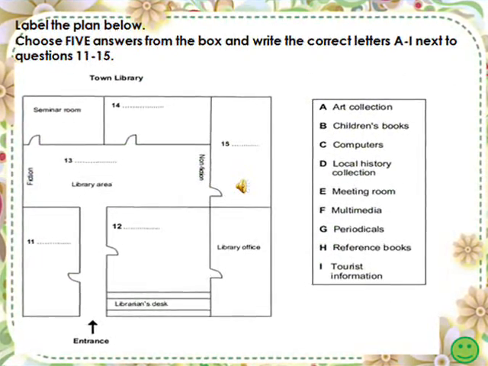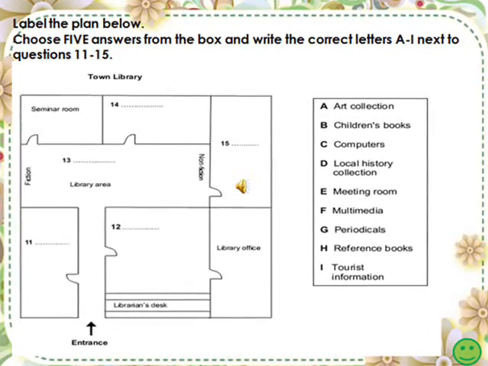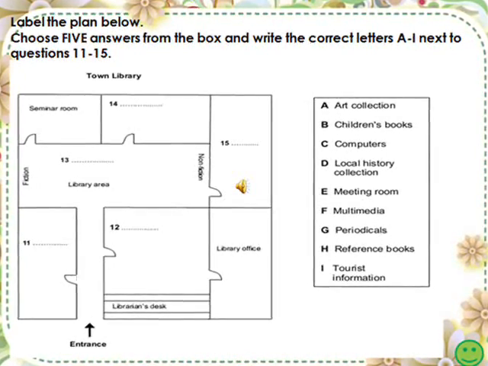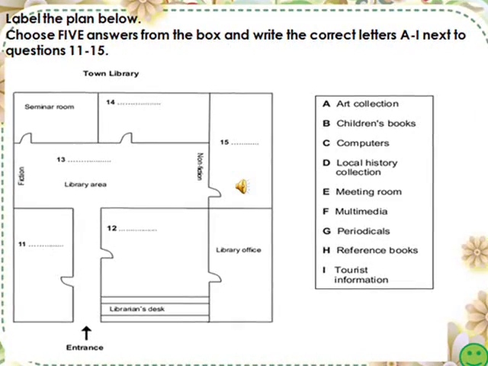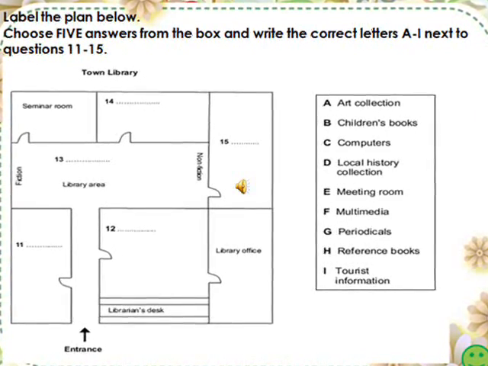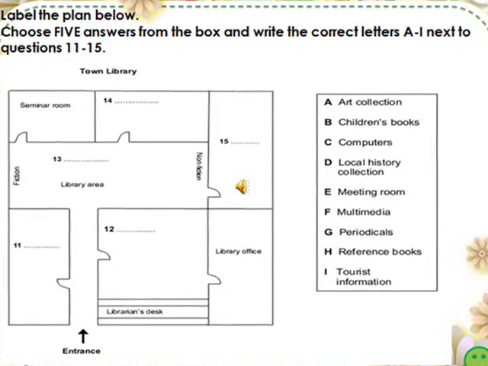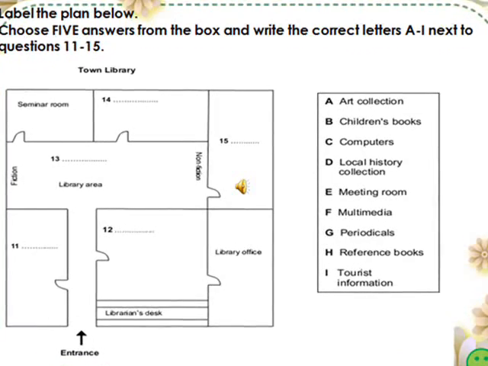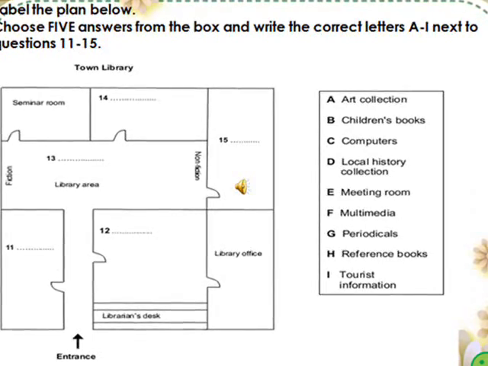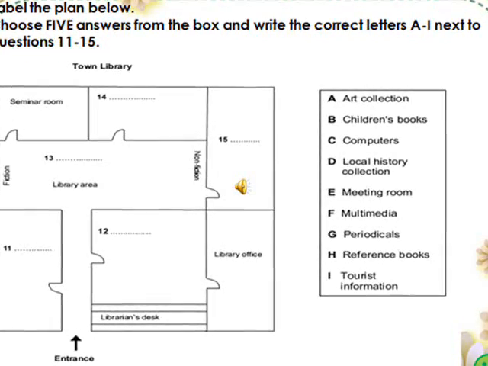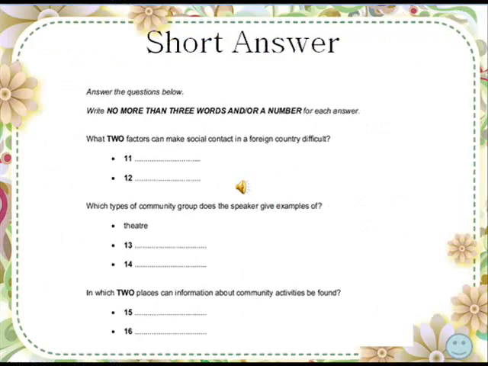Number 6 is map labeling. For map labeling test, the student will hear some instruction about certain place, and they should give a label based on that instruction. Here is the example of map labeling. In this example, the student will hear the librarian of a new town library talking to a group of people who are visiting the library.